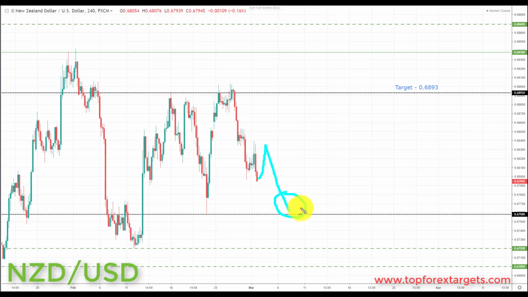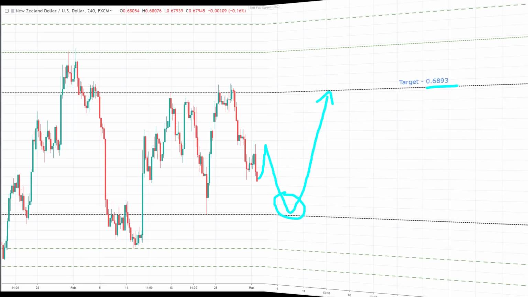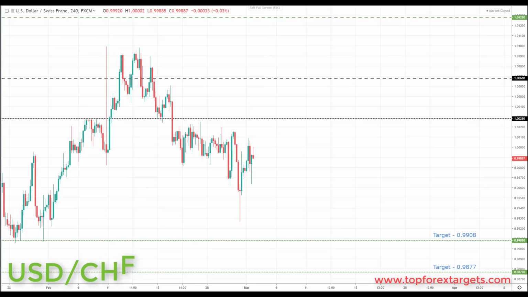This is going to be an area we're going to start to look for bullish formations and patterns. And very similar to the Aussie dollar, we'll be looking to play the range until it breaks. If we get the right kind of bullish formations and patterns in this area, we're going to be looking at initiating longs back up to the range top and the key area of resistance at the 0.6893.